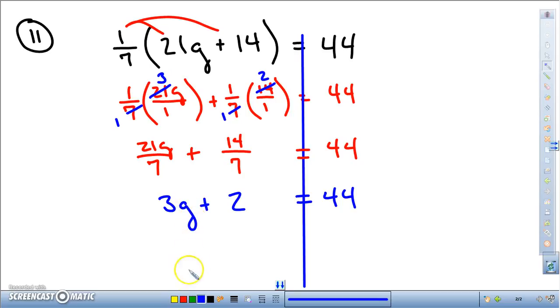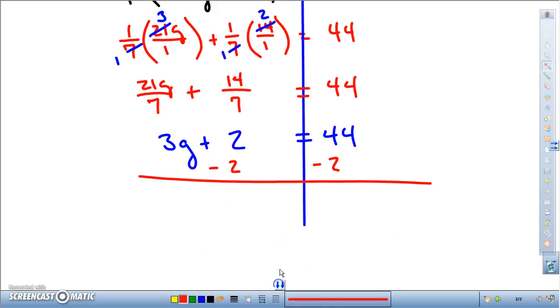All right, now at this point, I'm back to what I had in number 1, just a two-step equation. So isolate the variable by subtracting 2 on both sides. 3g comes down, 44 minus 2 is 42. And then divide by 3 on both sides to undo that multiplication. So your final answer here, g is equal to 14.